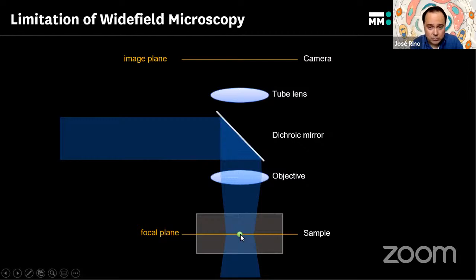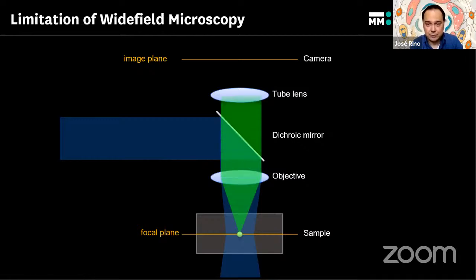If we have a single fluorophore on the focal plane, it will emit light in all directions. Part of this light will be captured by the objective, focused by the tube lens on the camera, which is placed at the image plane, and so a very focused image of this single fluorophore will be imaged by the camera.